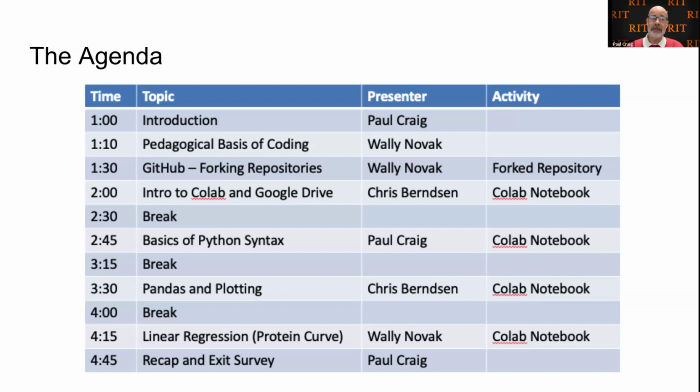We'll take another break, then we'll come back, and Chris is going to take us through Pandas and plotting. Pandas is a library in Python that enables you to work with 2-dimensional arrays in very nice ways. It's kind of a Python version of a spreadsheet, but it's much more than that. We'll take another break, and then finally, Wally's going to lead a session about linear regression. And we'll be looking actually at a standard curve for protein calibration.